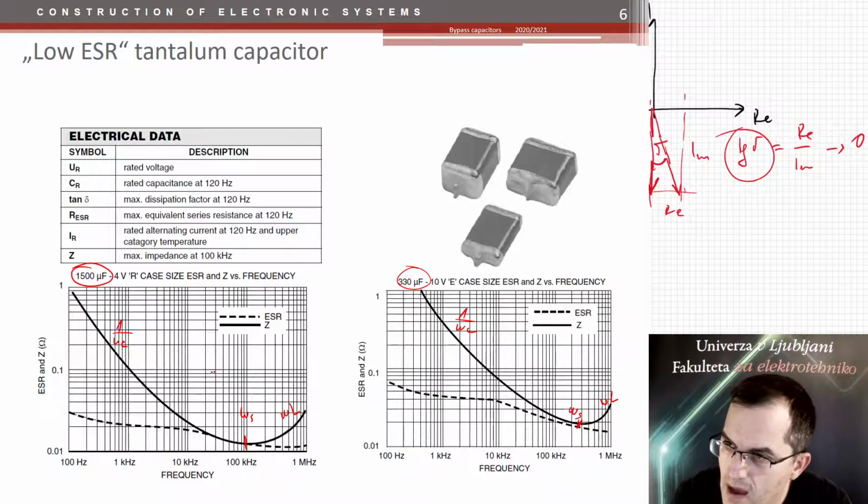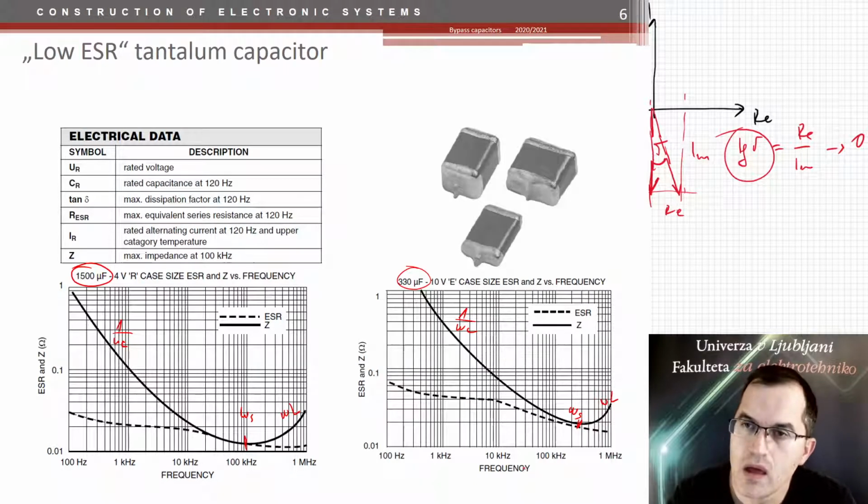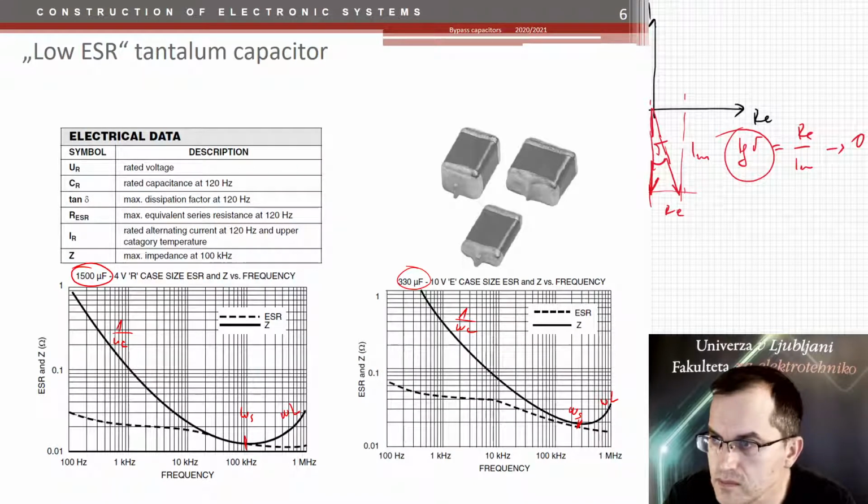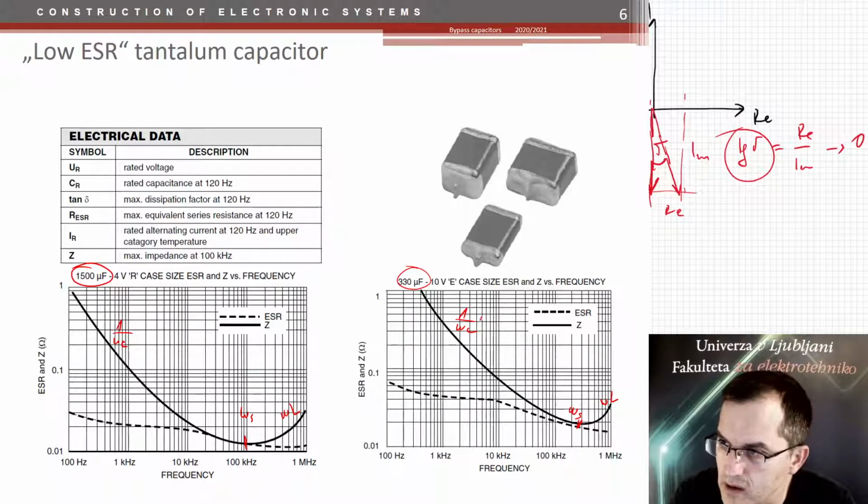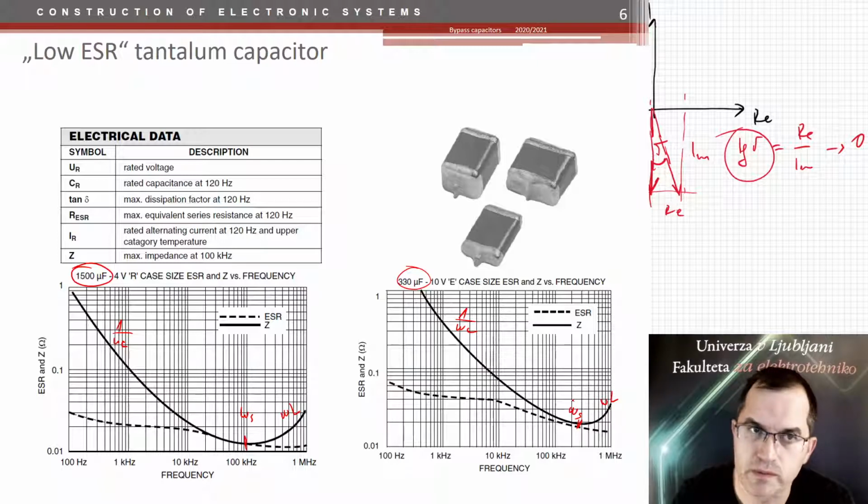So, and this is the equivalent series resistance. You see that it actually changes with frequency as well. So, these capacitors seem to be quite okay regarding the equivalent series resistance, going down to 10 milliohms even, maybe 20 milliohms here, which is very good.